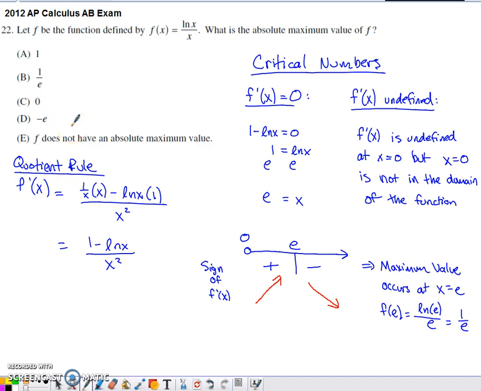I probably would have expected it to be one. If you read the wording carefully here, what is the absolute maximum value of f? It doesn't say what's the x value where we get the maximum. It asks for the absolute maximum. So I'm going to have to realize from here, hey, I've got to toss e into the function and evaluate that function at this x value to determine the maximum function value. So when you evaluate the function at e, you get natural log of e, which is 1, divided by e, so we end up with 1 over e.